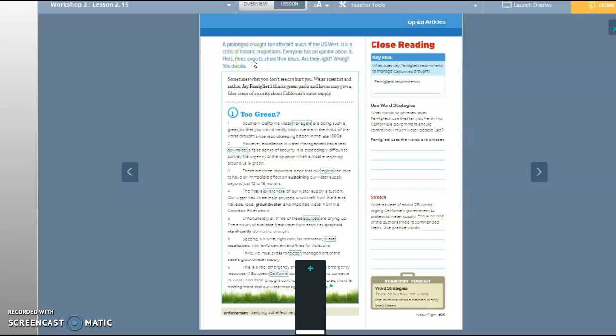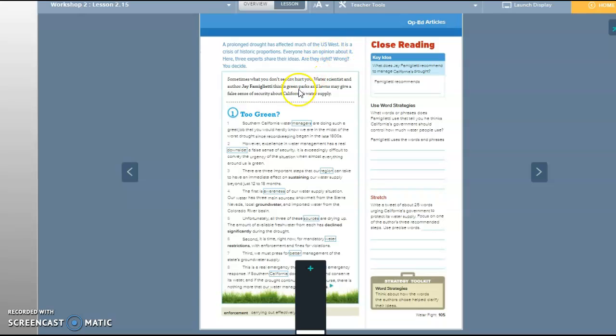So, a prolonged drought has affected much of the U.S. West. It is a crisis of historic proportions. Everyone has an opinion about it. Here, three experts share their ideas. Are they right, wrong? You decide. Sometimes what you don't see can hurt you. Water scientist and author J. Famigletti thinks green parks and lawns may give a false sense of security about California's water supply.